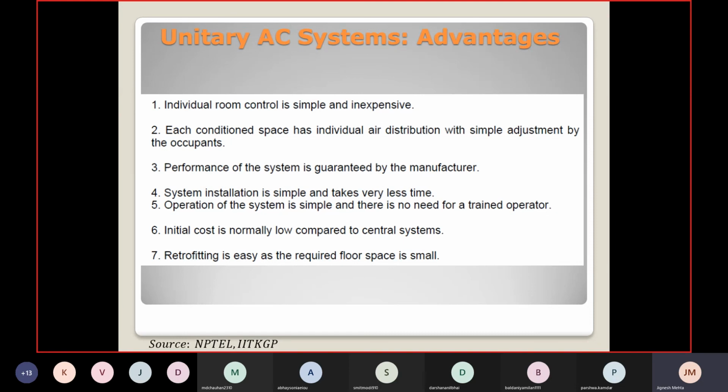Unitary AC systems, the advantages: individual room control is simple and inexpensive. Each conditioned space has individual air distribution with simple adjustment by occupants. Performance of the system is guaranteed by the manufacturer. System installation is simple and takes very little time. Operation of the system is simple and there is no need for a trained operator. Initial cost is normally low compared to central systems. Retrofitting is easy as the required floor space is small. This last point may be correct for some intermediate sizes, not for very large sizes.